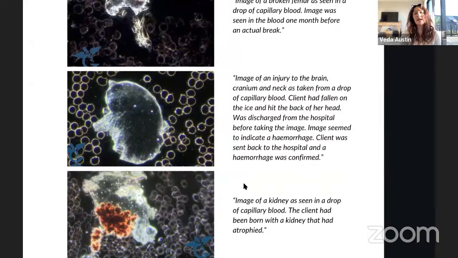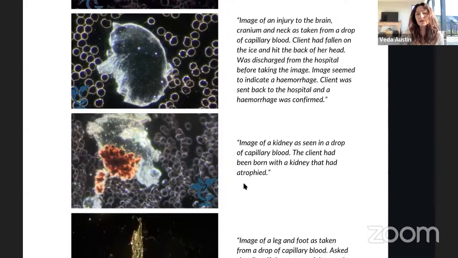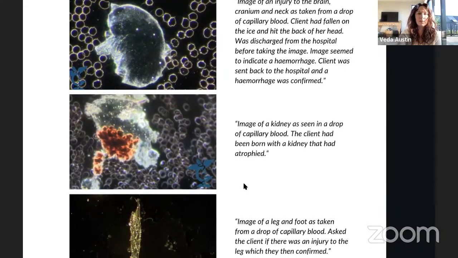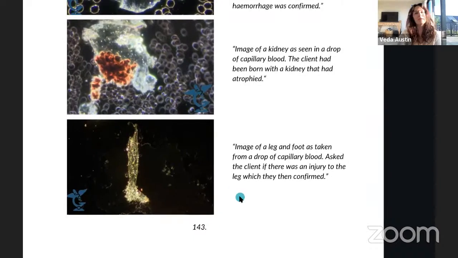Now over here we see an image of an injury to the brain, and the cranium and neck, taken from a drop of blood. The client had fallen on the ice and hit the back of her head and was just discharged from the hospital before taking the image. The image seemed to indicate a hemorrhage. And when they went back to hospital, the hemorrhage was confirmed. Over here, we see an atrophied kidney. And over here, this image of a leg and foot was taken from the blood. They asked the client if there was an injury to the leg, and they confirmed it.